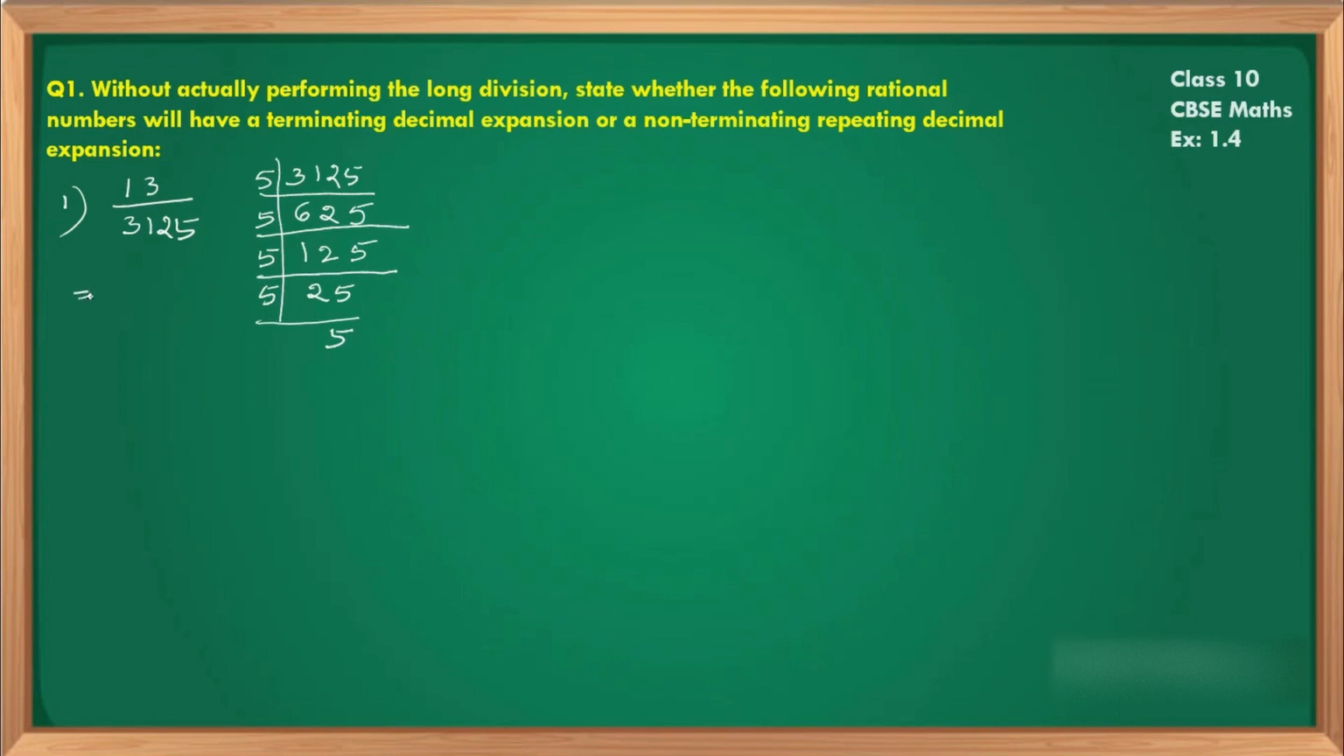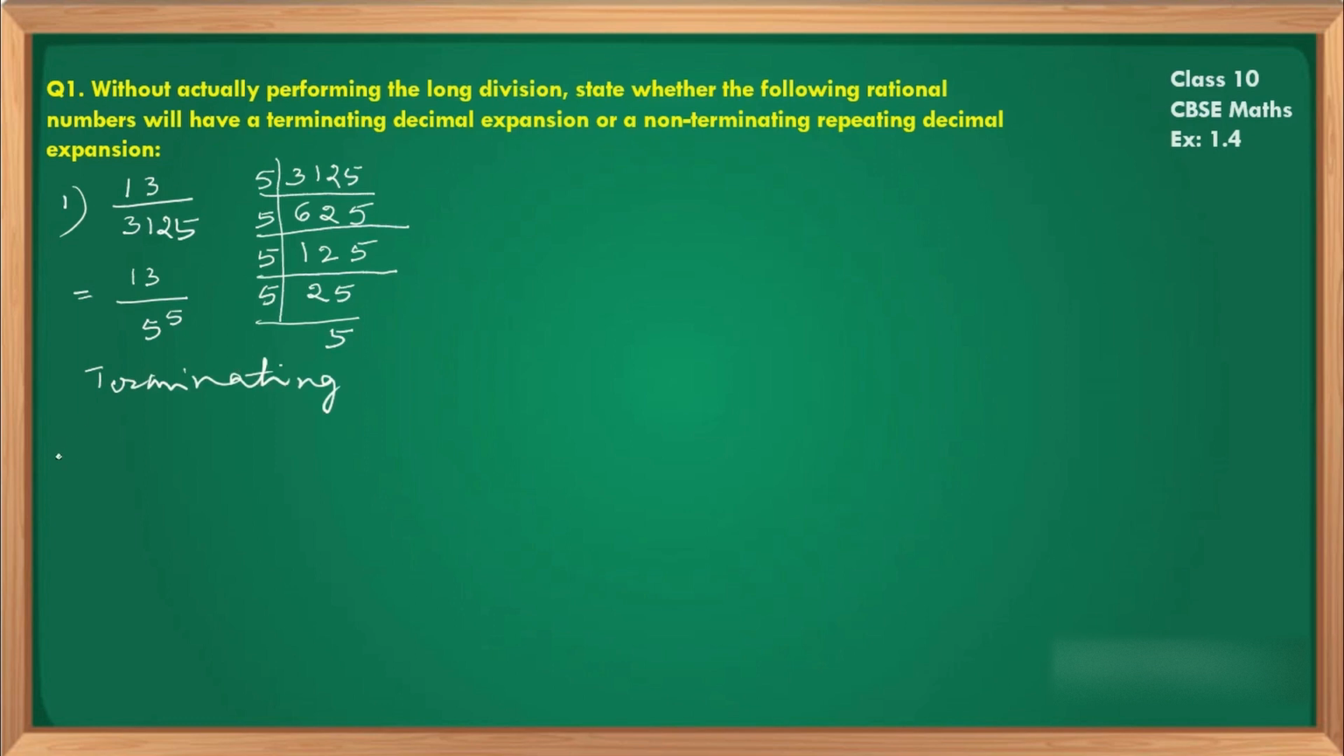Let us write down this, 13 divided by 5 to the power 5. 3125 is equal to 5 to the power 5. Now this is terminating decimal expansion because in the denominator you have 5. For any rational number, if the denominator has 5 or 2 or both, in that case this fraction becomes a terminating decimal expansion. So you can write down terminating decimal expansion.